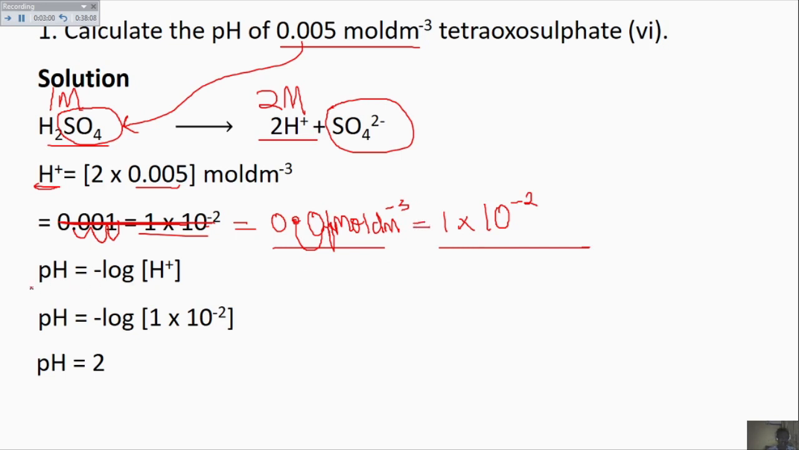Therefore, in this particular case, pH equals minus log H plus. Therefore, the pH equals minus log of open bracket 1 times 10 raised to power minus 2. Still remember, then minus log 1 times, minus log times 1 will give you minus log 1, and that will give me 2 minus 0, and that will give me 2. That is the first example that you need to know how to do.